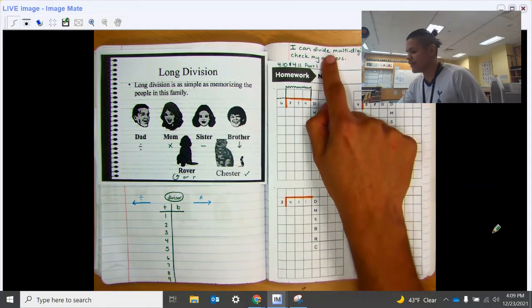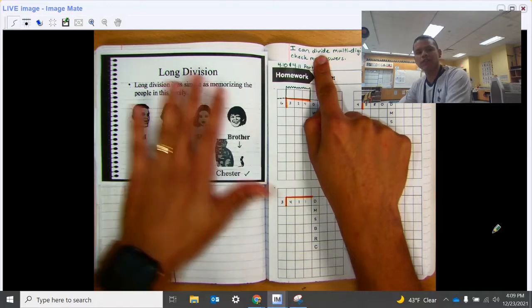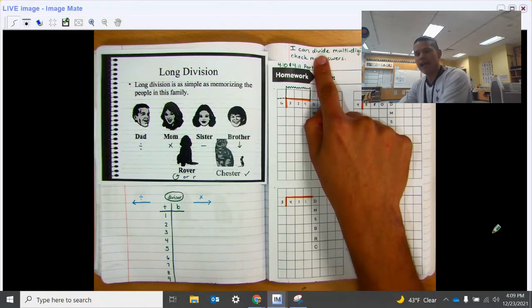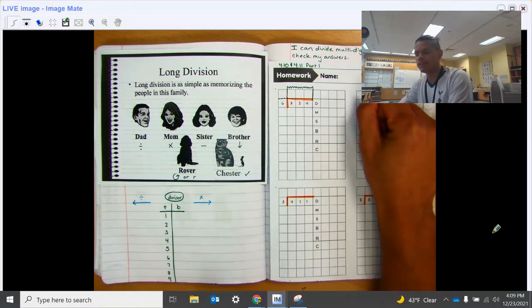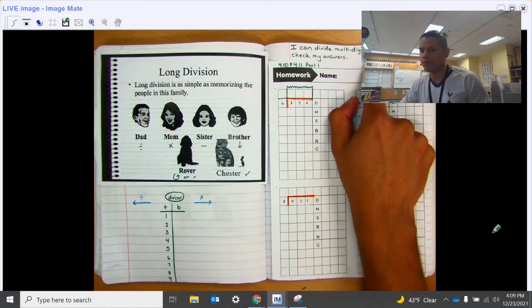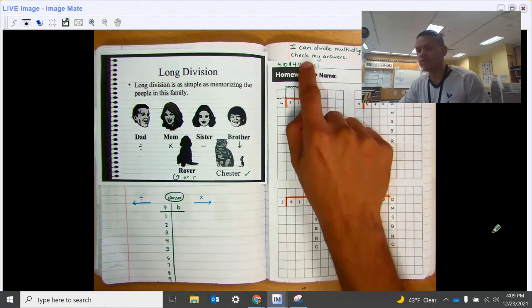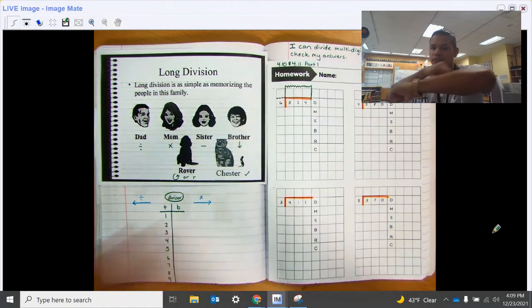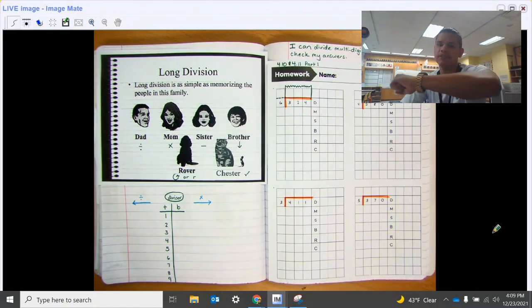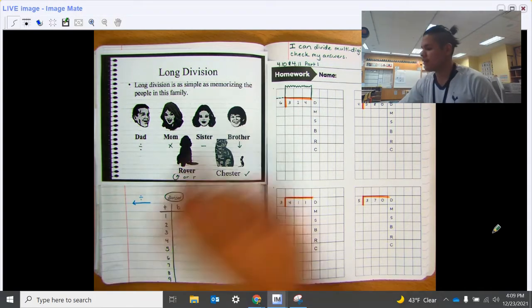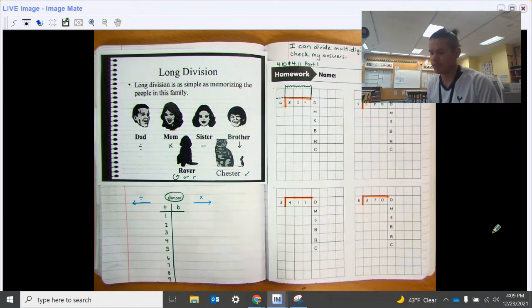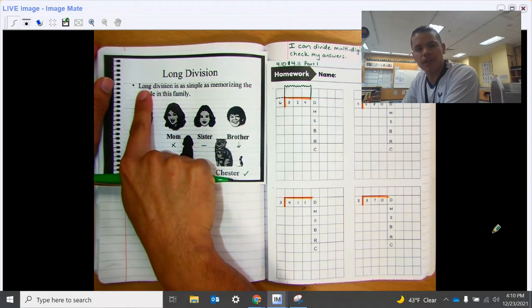So for part one of this video, I'm going to show you the long division family and the house method so you can divide multi-digit numbers. In part two, I'll show you how to use the inverse of division, which is multiplication, so that you can check your answers or check my answers. So long division, please follow along.